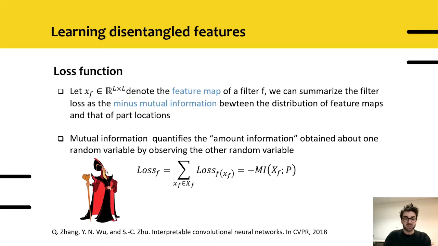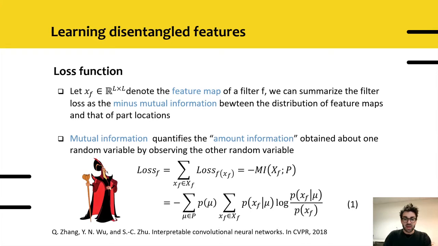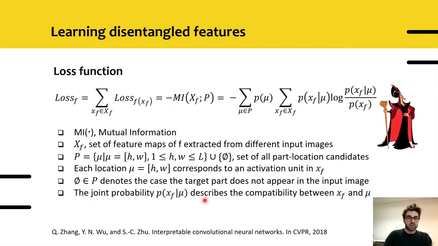So we have this loss here, and let's take the laser pointer. We have to minimize this minus mutual information. That means that we have to maximize the mutual information that is given by this big formula. In this formula, we have this information.